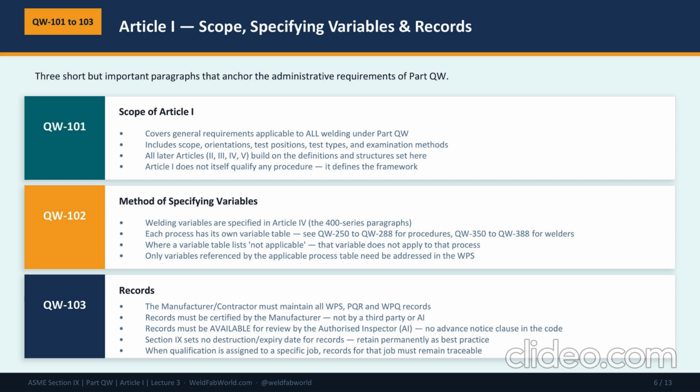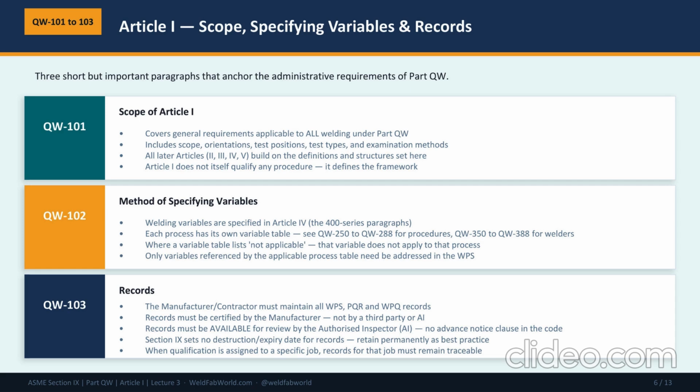QW 103.2, Records, states that each organization shall maintain a record of results obtained in procedure and welder and operator performance qualifications. The forms are in Non-Mandatory Appendix B, QW 482, QW 483, QW 484, QW 485. 3 things to anchor from QW 103.